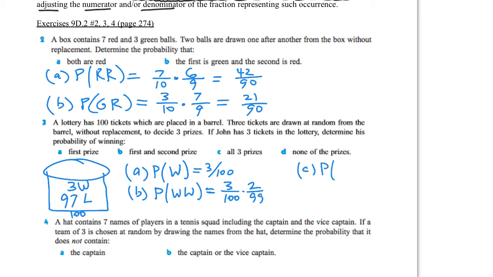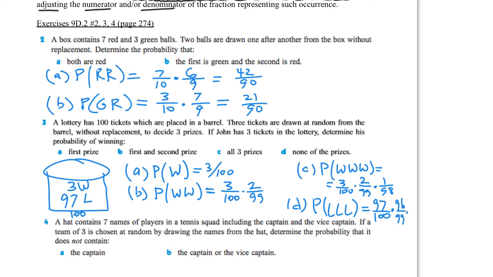Part C, all 3 prizes. Wow, really low chance of this. 3 in 100, oops, I'm going to run out of room there. So that's 3 in 100 times 2 out of 99 times 1 out of 98. Really low chance. I'm not doing the math because that'll take too much time. None of the prizes: so losing tickets come out 3 in a row. All right, so there's a high chance of getting no prize. 97 out of 100 times 96 out of 99 times 95 out of 98.